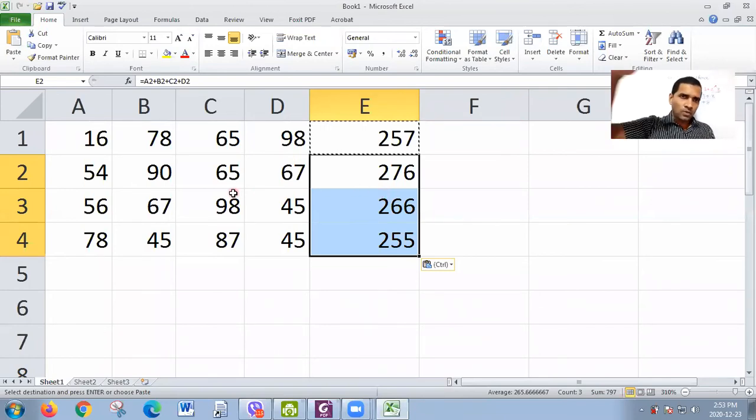Assume you have thousands of rows there, thousands of records. You need to add them. So if you use this method, it would be very simple.